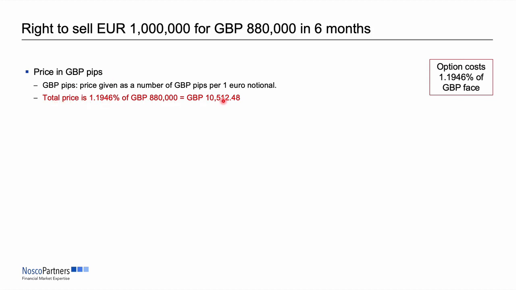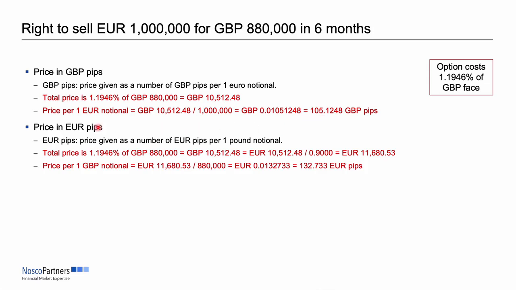The total price is £10,512.48, but this is the price per €1 million notional. So we have to shrink it down to €1 notional. And if you do that, you just divide this price by 1 million, you get a price of 0.01051248 pounds, which is 105.12 pound pips. So that was straightforward.